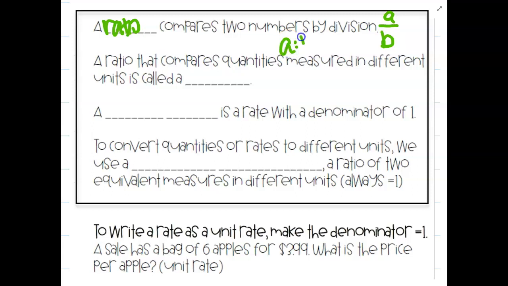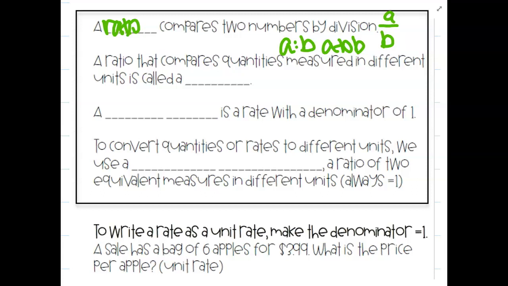Sometimes they write it using a colon, and then sometimes you could actually write out the word to. This book primarily uses a fraction. Okay, so just know that written as a fraction, a ratio is comparing the numerator to the denominator.